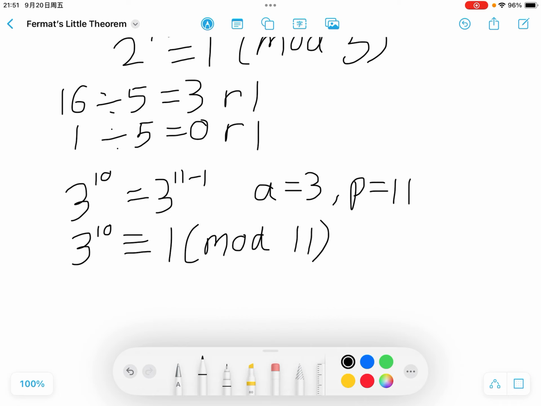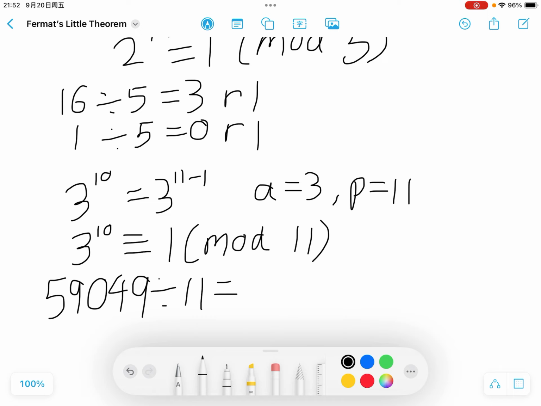Now, is this true? Well, we don't really know. We can't really calculate 3 to the power of 10 by hand. Let's just type this into a calculator. Okay, let me just search up calculator. So, 3 to the power of 10 is 59049. So let's divide that by 11 and see if the remainder is 1.